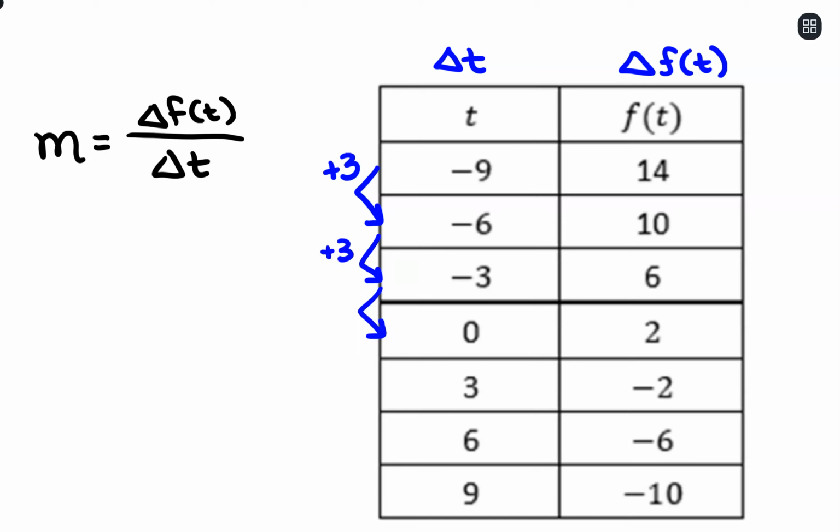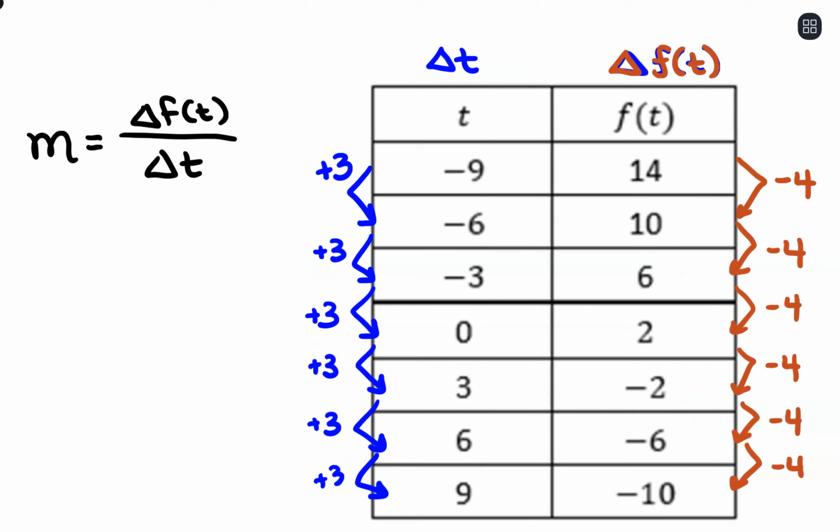Now, if we do the same thing, but looking at the change in our outputs, we went from 14 to 10, so that was a decrease. So we went down 4 units. 10 to 6, we went down 4 units. 6 to 2, down 4 units. And the fact that we're getting the same value each time is perfect. That's the idea of a linear function. If how t is changing is the same across the table, then how y changes should be the same across the table too, because with linear functions, it should be a constant rate of change.